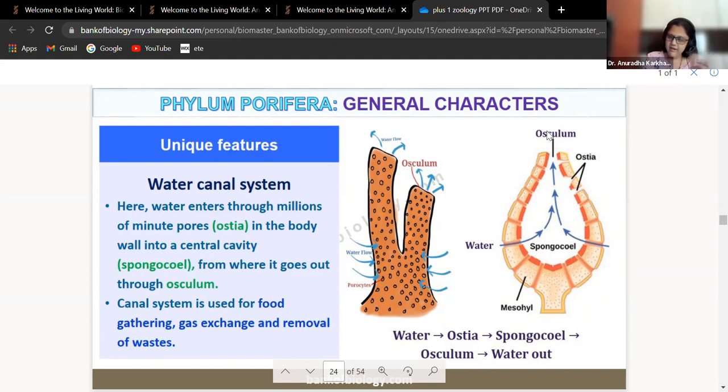Okay? Understood? So here also you can see the water flows inside through these pores or ostia, and the water flows outside through the osculum. Any problem in understanding ostia, spongocoel, osculum or the water canal system in total? Anyone who has any difficulty, please stop and ask me, beta. Speak. Tell me. All good?